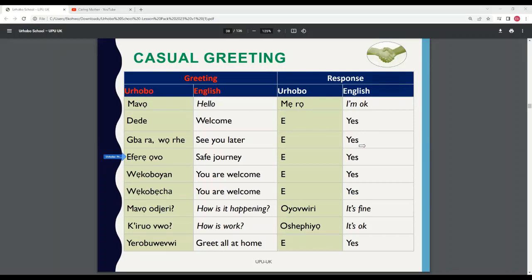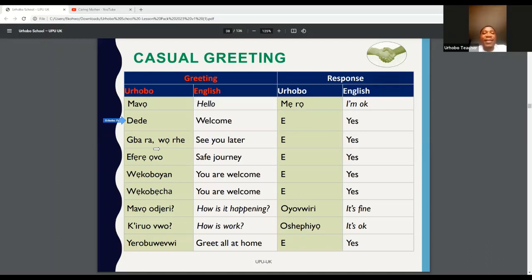Can I just check? When you're saying welcome and safe journey, would you not say thank you rather than yes in response? Yes, the A is a possible response you can give. You can say thank you, which is Wekobiro. The A is not cast in stone. If you want to say Wekobiro, fine, you can say that, which is thank you. So it's good that you have an alternative. Kudos to you. Yes, you can say that.